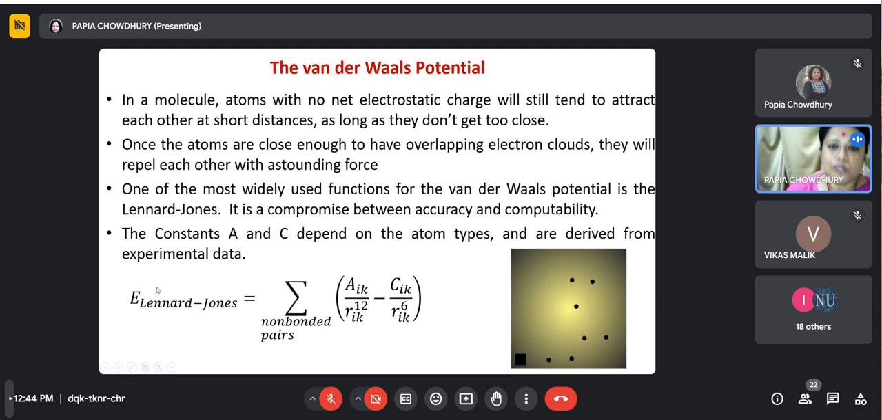So the van der Waals force considers that part, and for the van der Waals potential, the calculation uses a specific form for molecular dynamics, that is the Lennard-Jones potential. So we generally write the van der Waals potential in terms of the Lennard-Jones potential, where A and C depend on the atoms inside the system, and basically these A and C parameters come from the experimental data.